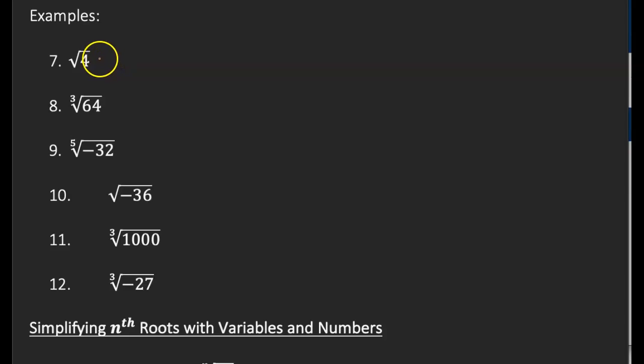One number multiplied times itself gives you 4. That will be 2. One number multiplied times itself 3 times gives you 64. That will be 4. One number multiplied times itself 5 times will give you negative 32. That will be negative 2. One number multiplied times itself will give you negative 36. That will be not a real number because it's negative inside the square root and it's a square root.